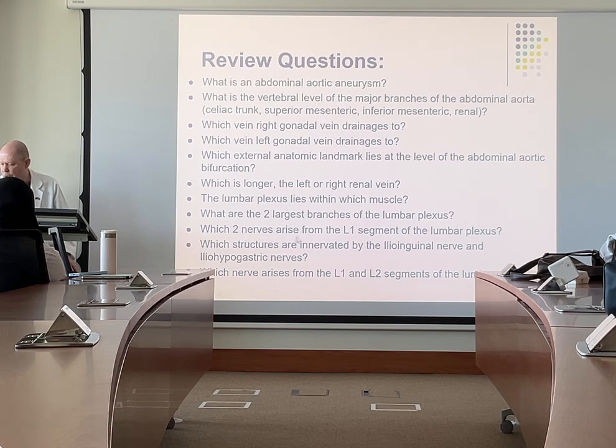Which two nerves arise from the L1 segment of the lumbar plexus? Very good. Iliohypogastric and ilioinguinal. How do I say it another way, arises from the segment? I would say, what is the root value of those nerves if I want to know where they came from? Very well, you know this very well.